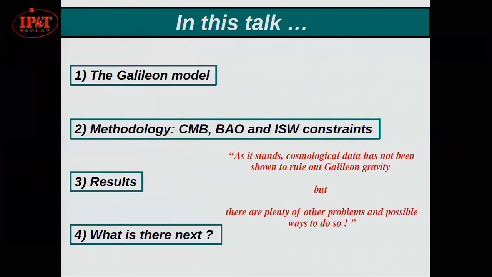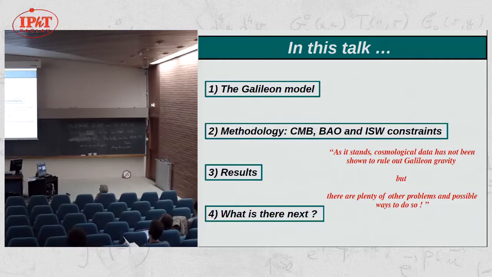And my conclusion is going to be pretty much that at the cosmological level, it has never been shown in a robust and concrete way that cosmological data rules out this theory of gravity, but there are plenty of problems and other possible ways in which we can achieve that.